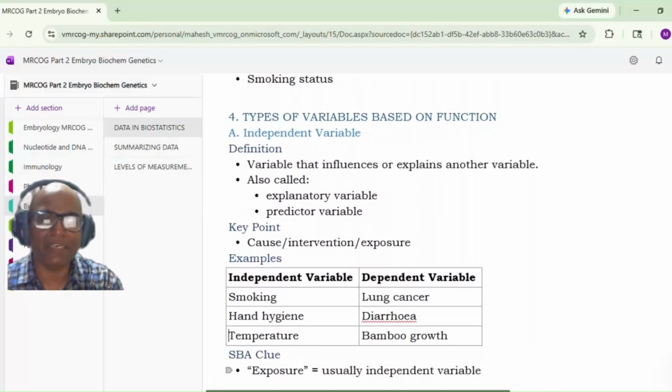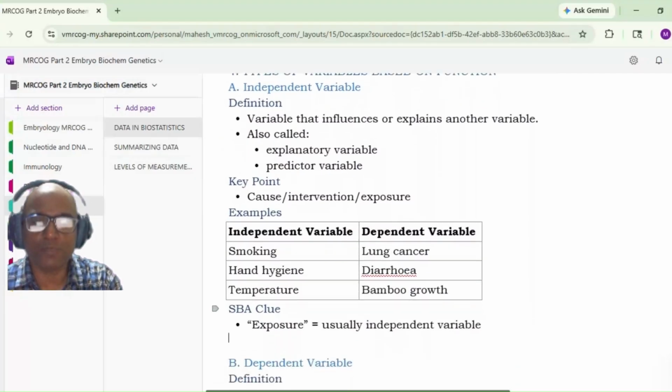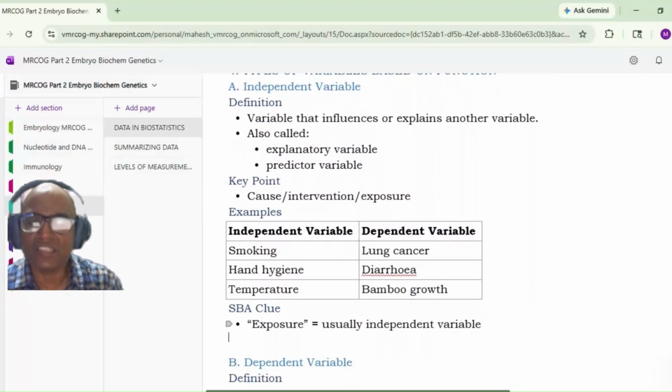If you look at the examples, you will understand better. For example, smoking causes lung cancer. Here smoking will become the independent variable, while lung cancer will become the dependent variable, because smoking will lead to lung cancer. So lung cancer is dependent on smoking. Hand hygiene: poor hand hygiene practice may be associated with diarrhea. So diarrhea becomes the dependent variable while hand hygiene becomes the independent variable. Same, for example, temperature and bamboo growth.